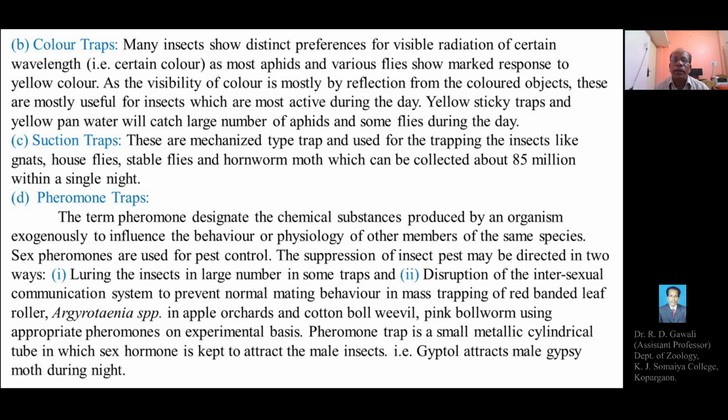This is the example of the red banded leaf roller in an apple orchard or apple gardens, and the cotton boll weevil or pink bollworm, using appropriate pheromones on an experimental basis.